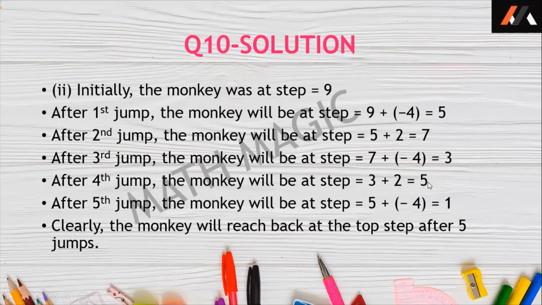Again, when he is on the fifth step, he moves 4 steps upwards and he reaches the first step, which is the top step. So after 5 jumps, he will reach the topmost step. Let's move to the third question.